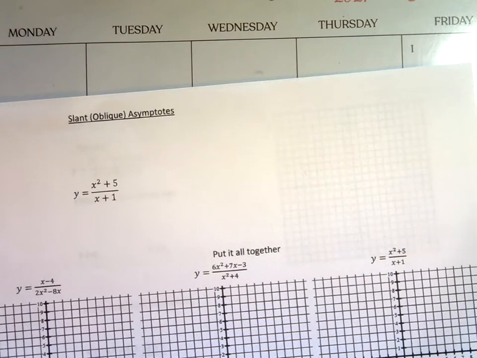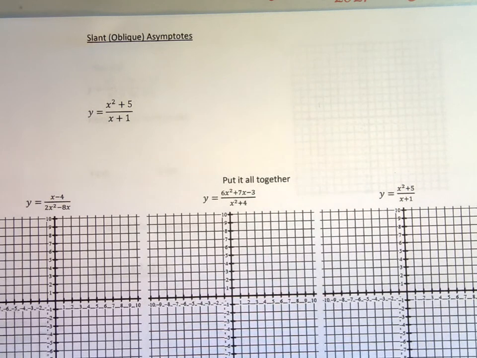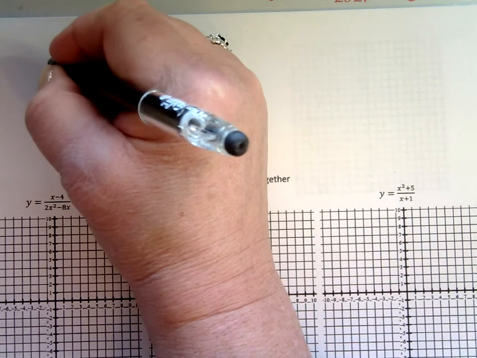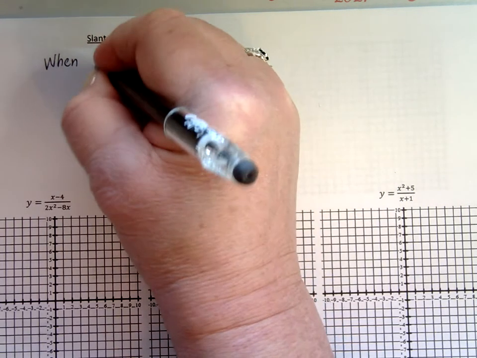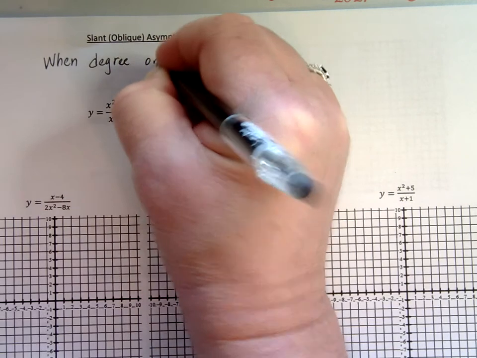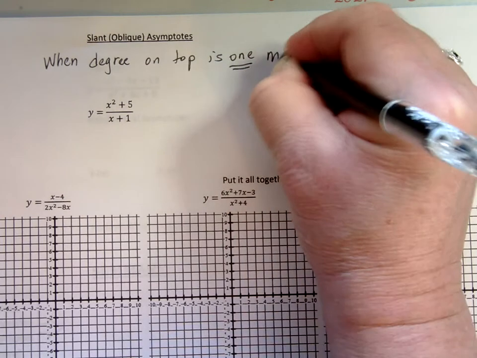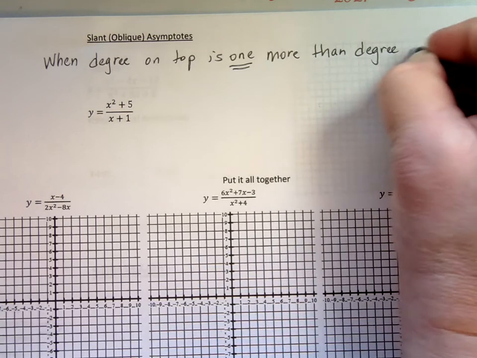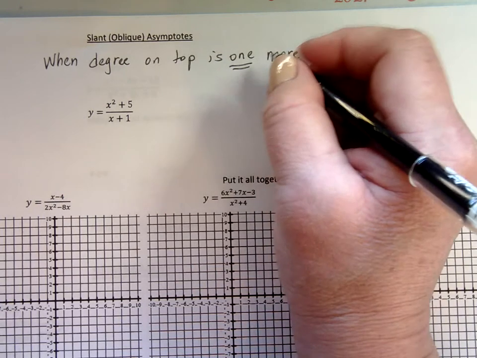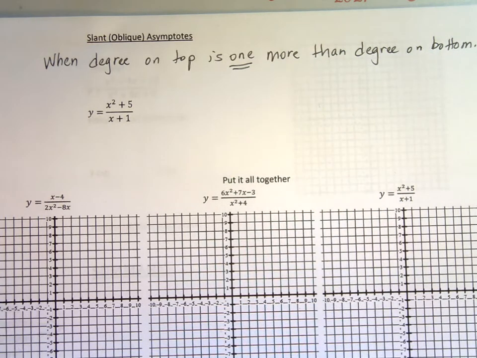So the next guy we've got is the slant, or they sometimes call them oblique asymptotes. And they happen, as we said on our graphic organizer, when the degree on top is exactly 1 more than the degree on the bottom. I could get more mathematical and say the degree in the numerator is 1 more than the degree in the denominator, but you get it.